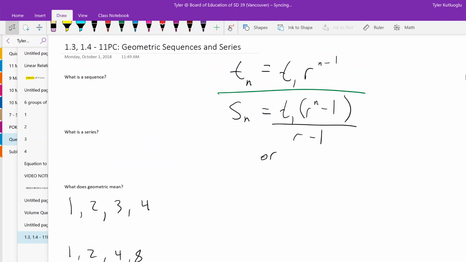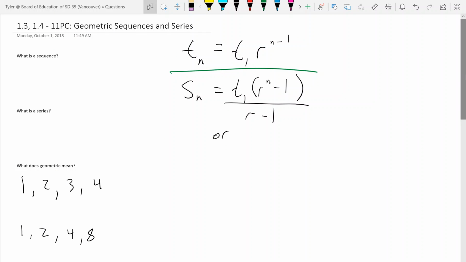All right. So we're going to go over some stuff for Unit 1, talk about geometric sequences and series. Before we get to that, let's just review some basics. What's a sequence? Essentially, a sequence is just a bunch of numbers in a pattern in a row.